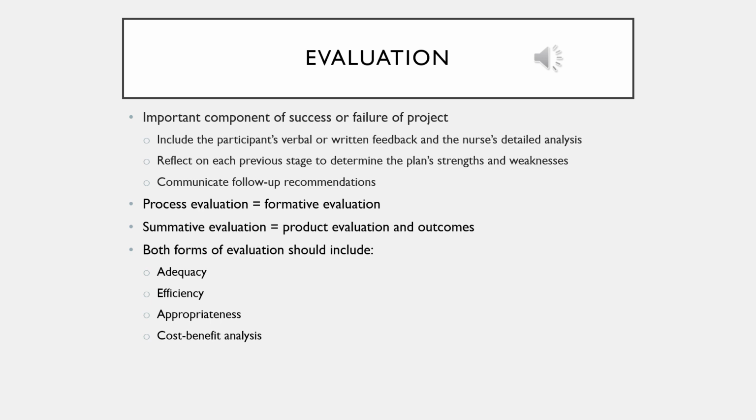We can look at a participant's verbal or written feedback. We can reflect on the previous stage to determine the plan's strengths and weaknesses. And we can communicate follow-up recommendations. So we have the process evaluation, which is more of our formal evaluation. Whereas our summative evaluation is kind of looking at our evaluation and our outcomes. Both forms of evaluation should include adequacy, efficiency, appropriateness, and cost analysis.